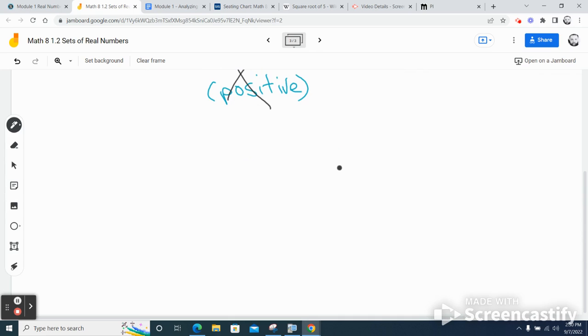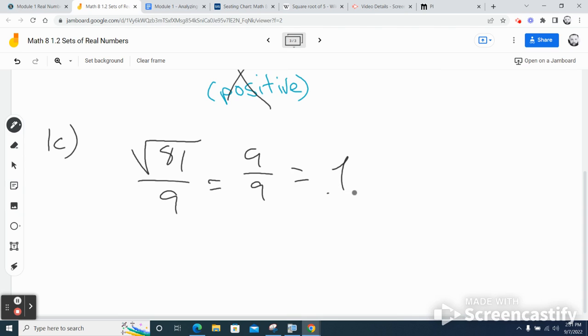All right. Now, for 1C, we're still on example 1, sort of. For 1C, they want to know what set the square root of 81 over 9 belongs to. Let's do some math. Do we know what the square root of 81 is? 9. So can I say this is 9 over 9? What does that reduce down to? 1.